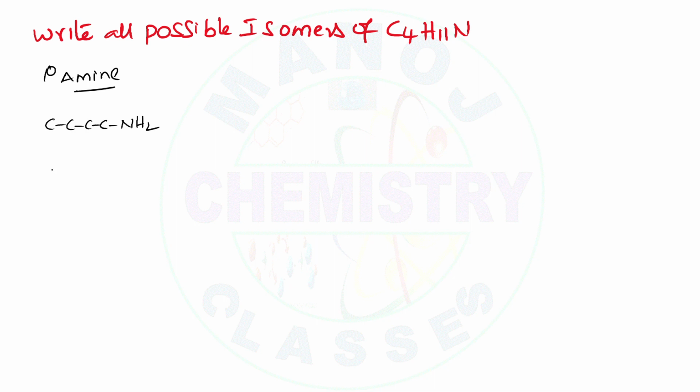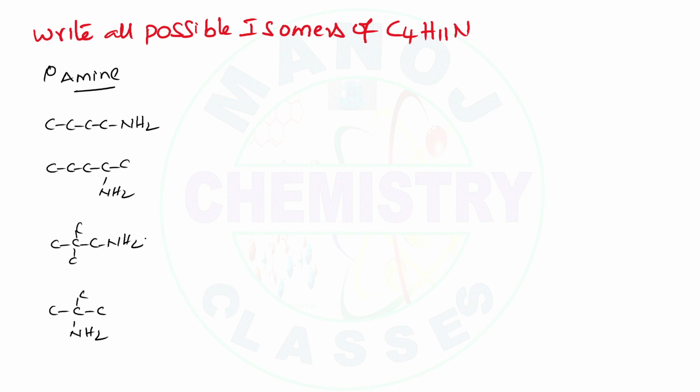Next I would like to write one more primary amine as 1 2 3 4 5. So this is another primary amine, whereas one more I would like to write C C C. So this one is another primary amine. I would like to write one more primary amine as, yeah, this one I can write like this. This is also another primary amine.